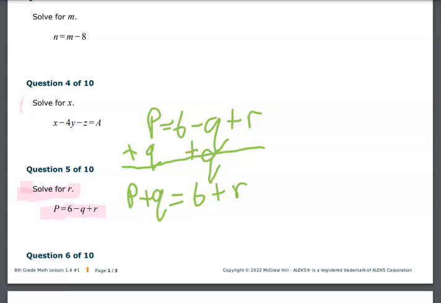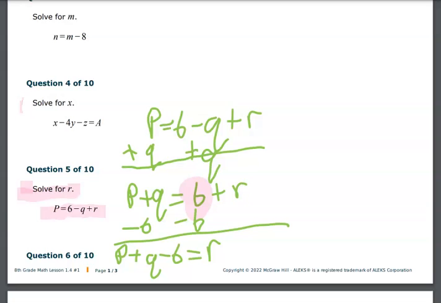Next thing I have to move, and the last thing I have to move, is the 6. So I'm going to see that it's a positive 6. I'm going to minus 6. Again, I can't do the math for any of these, so I can just simply say what I'm doing. I'm saying p plus q minus 6 equals r. And that is my answer.